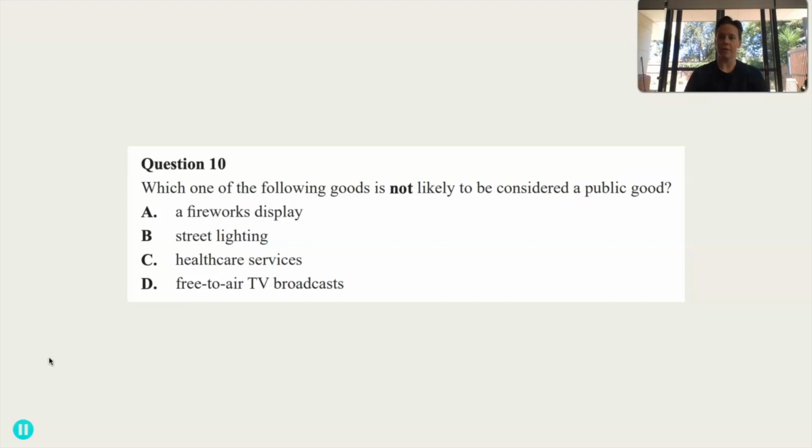C. Healthcare services. Can I be excluded? Possibly, if there's a price point attached to it. Healthcare services without government intervention are unlikely to be free. And does my consumption impact somebody else's? Possibly. Well, there's X amount of doctors, so there's a chance that if I'm being seen to, somebody else may not be able to. So C looks good, but checking D, free-to-air TV broadcasts. Can I be excluded from it? Not if I've got a television. And does my consumption impact somebody else's? No, it doesn't. So the answer must be C.